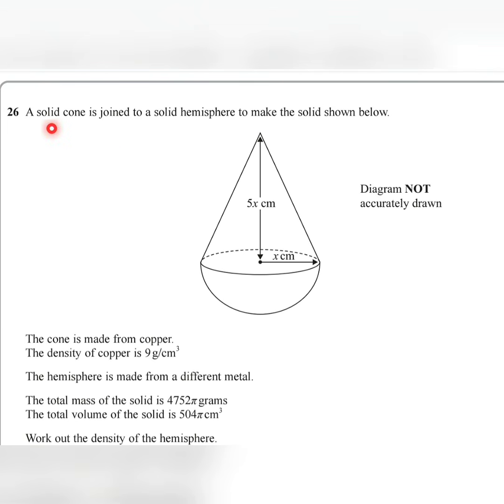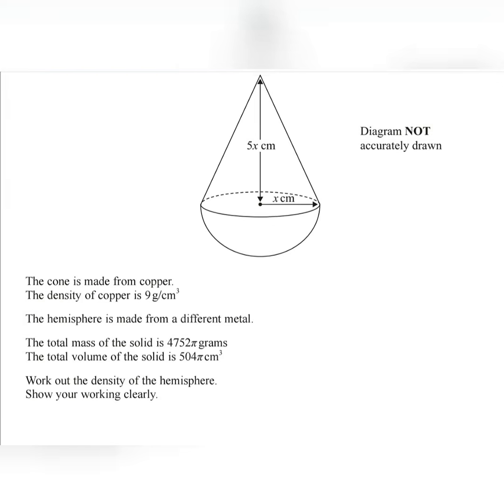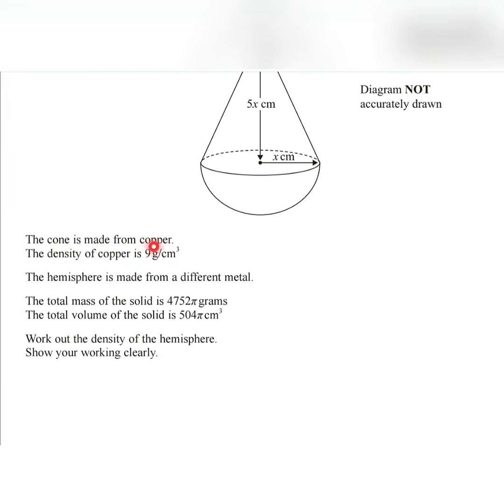The question reads, a solid cone is joined to a solid hemisphere to make the solid shown below. This is the solid we are talking about. The cone is made from copper. The density of copper is 9 gram per cm cube. The hemisphere is made from a different metal. The total mass of the solid is 4,752 pi grams. The total volume of the solid is 504 pi cm cube. Work out the density of the hemisphere.